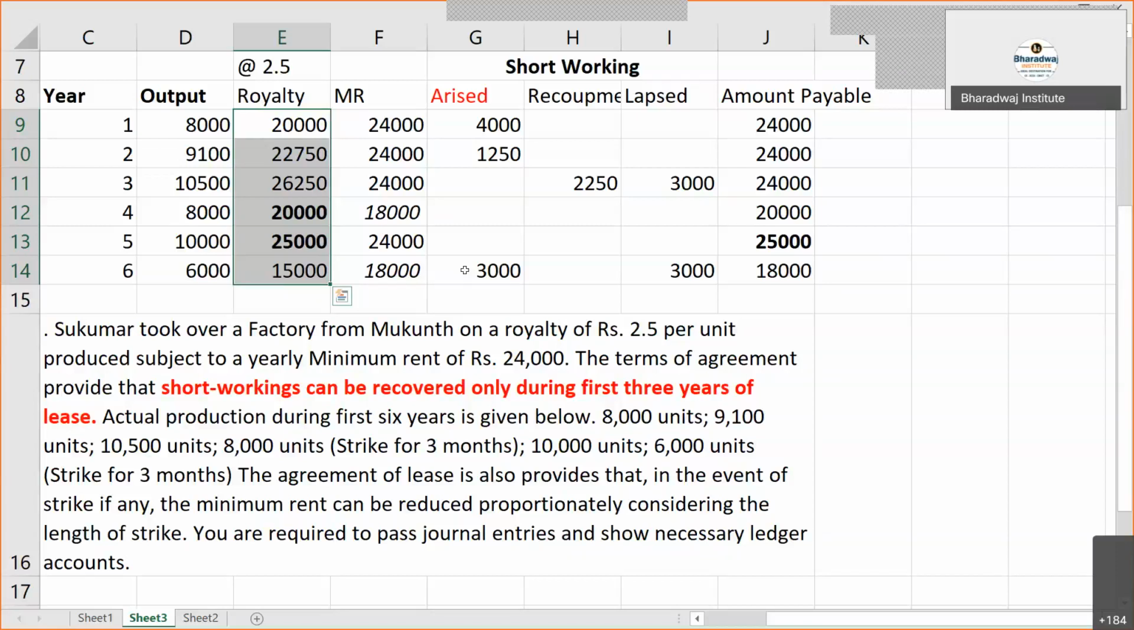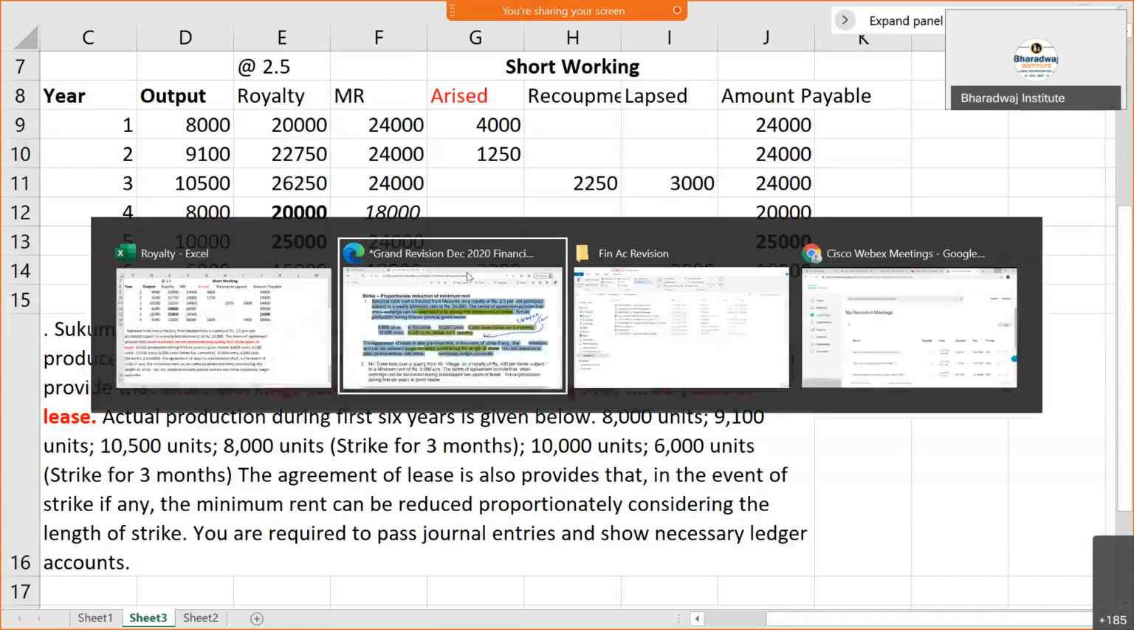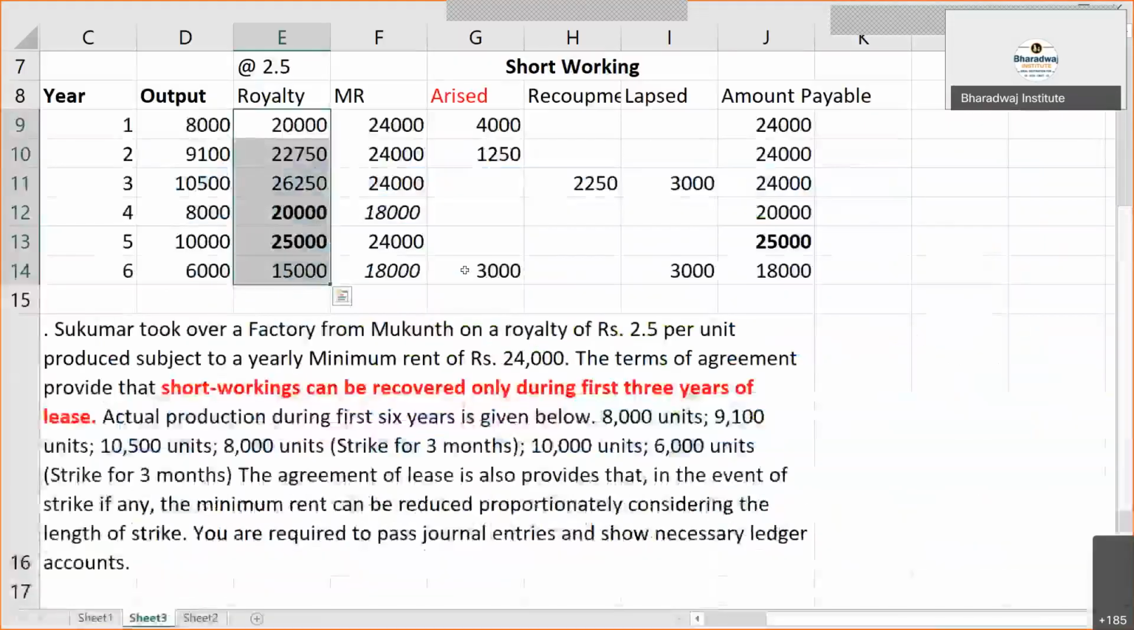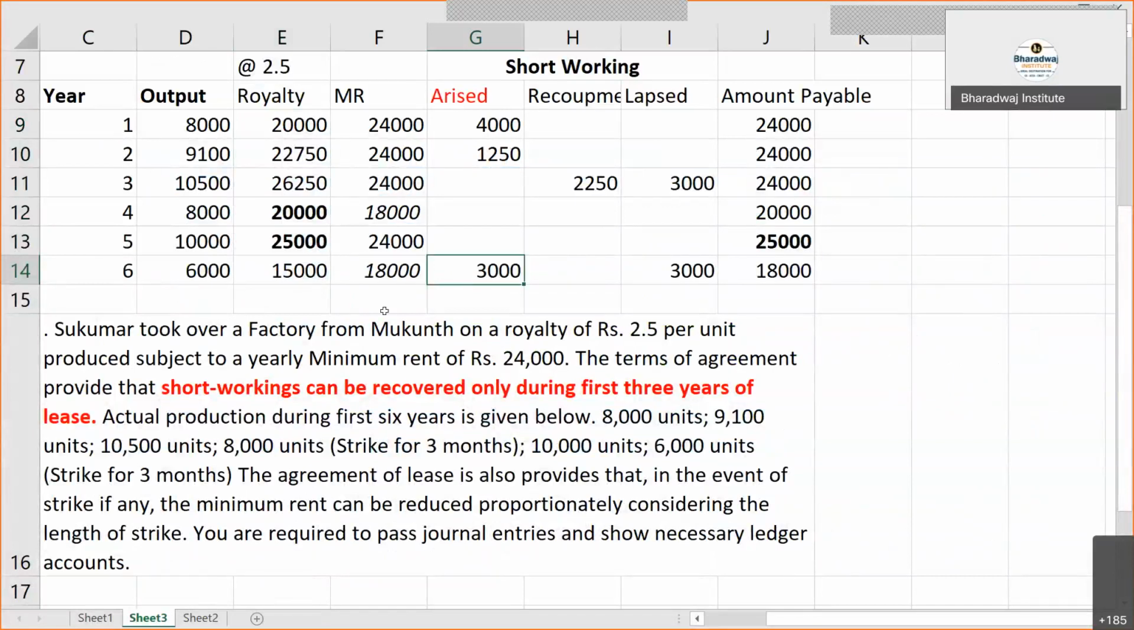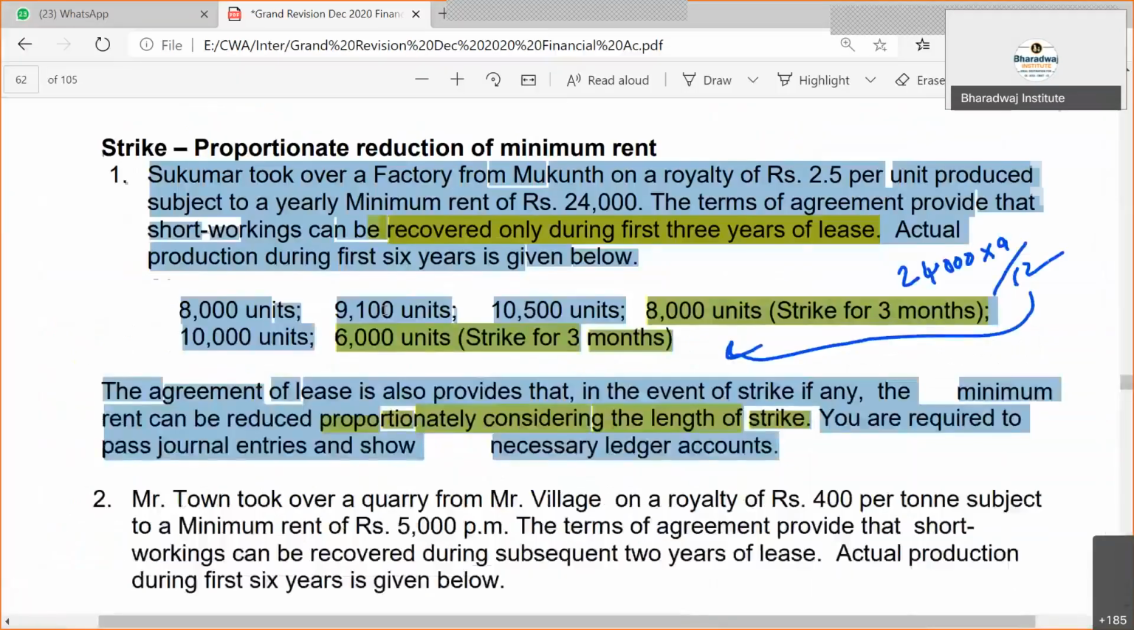So have you copied this? Yes, sir. If they ask ledger accounts also, let us be prepared. Don't worry. I will do it for the third question, and you can try the ledger accounts for the first and second question. It's going to be a shortcut one. Next, go to the second question.